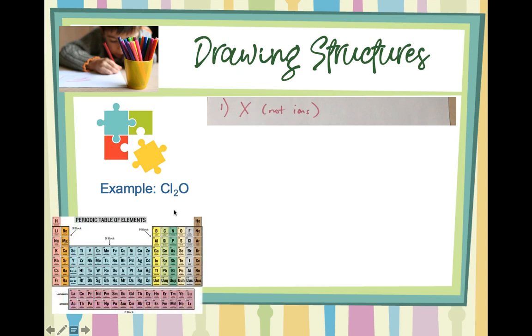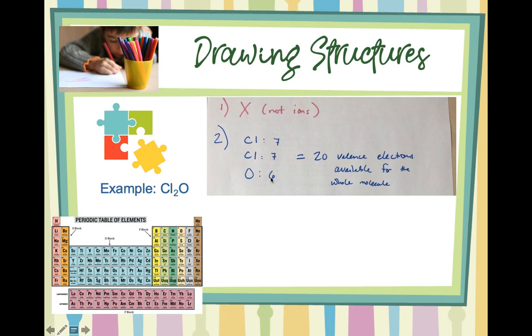Step 2 says add up the number of valence electrons. So chlorine is right here. Go back to the beginning of the row. There's 1, 2 in the S block, and then 1, 2, 3, 4, 5 in the P block, meaning S2P5 would be 7 valence electrons for chlorine, but there's 2 of them. And then oxygen, so again, 1, 2 in the S block, and 1, 2, 3, 4, so S2P4, that's 6 valence electrons for oxygen. Each chlorine has 7, oxygen has 6, so add it up. There's 20 valence electrons available for the whole molecule to be stable.